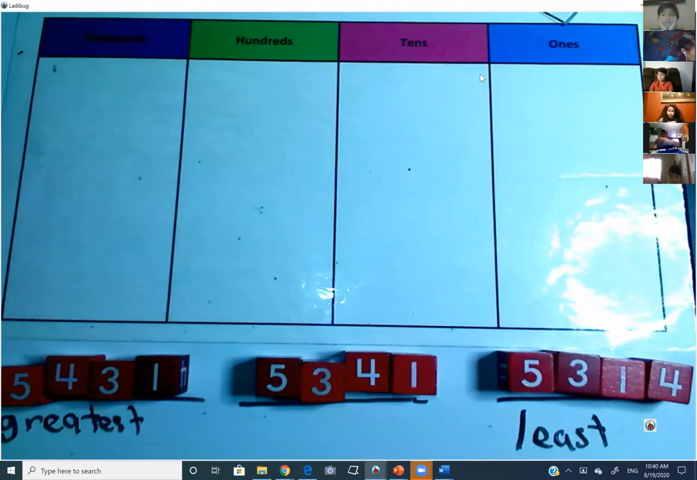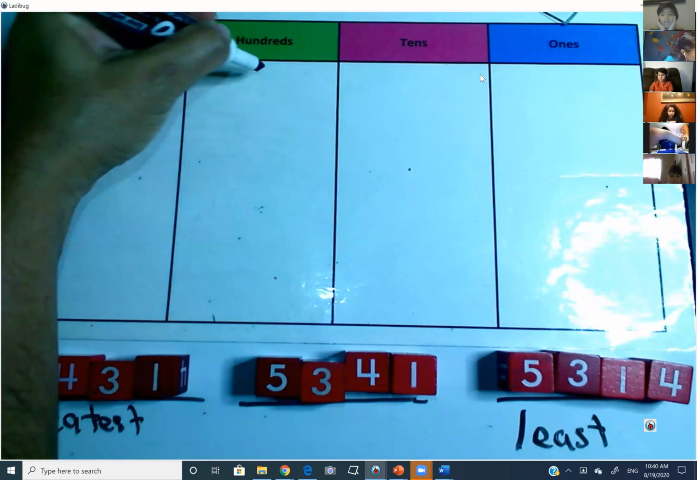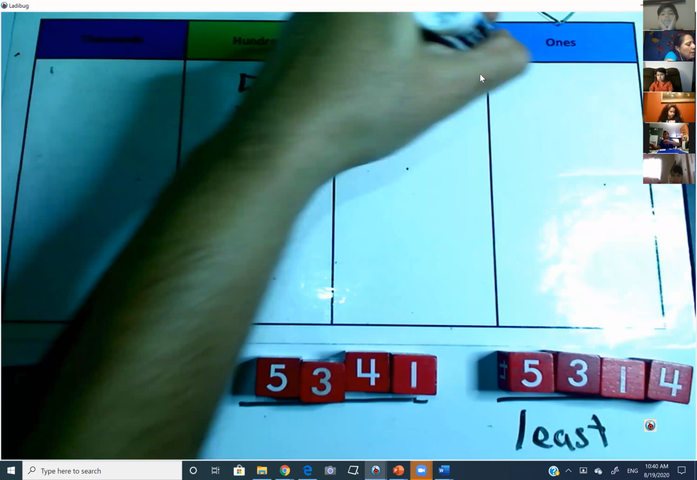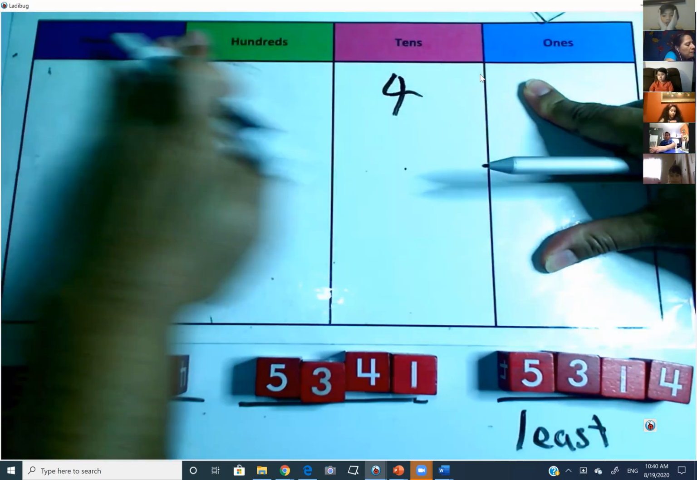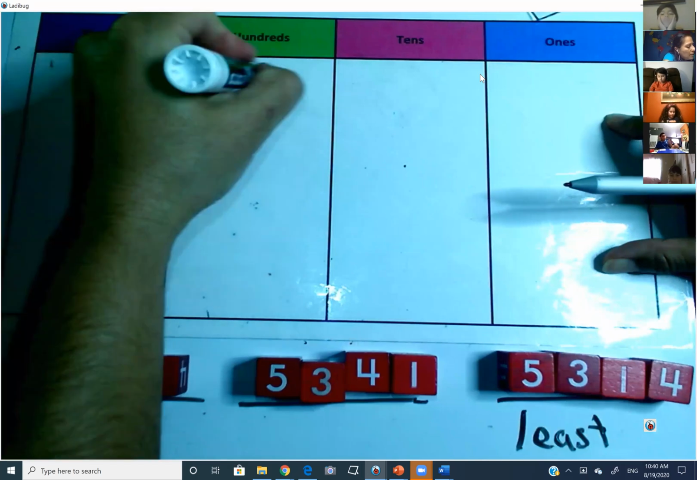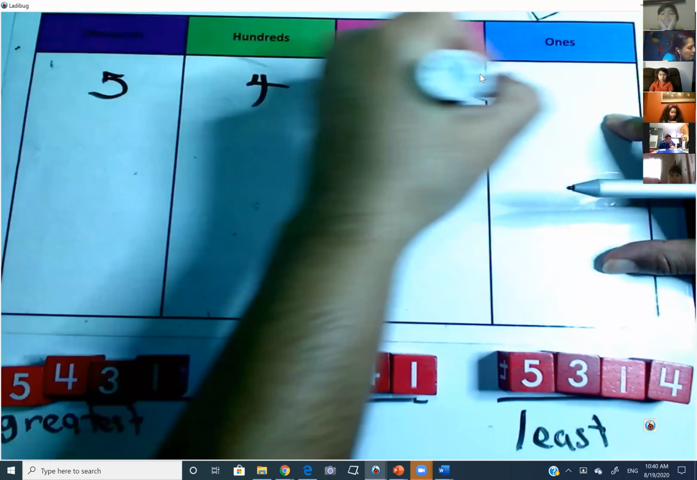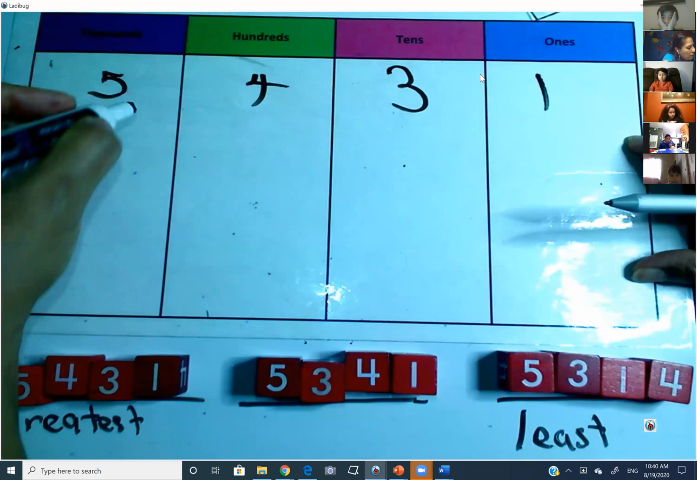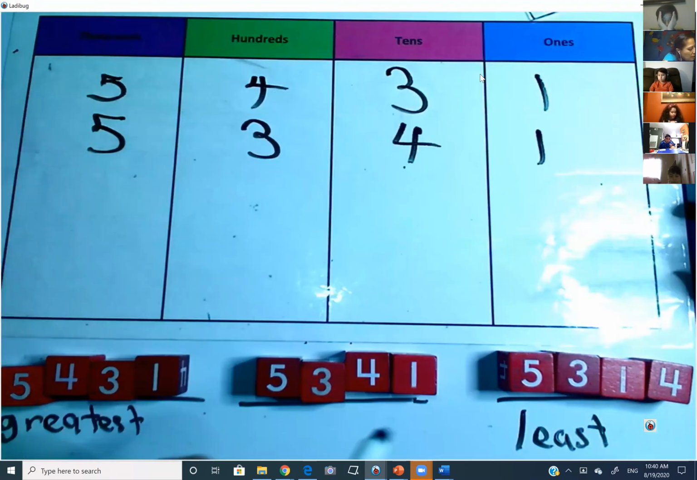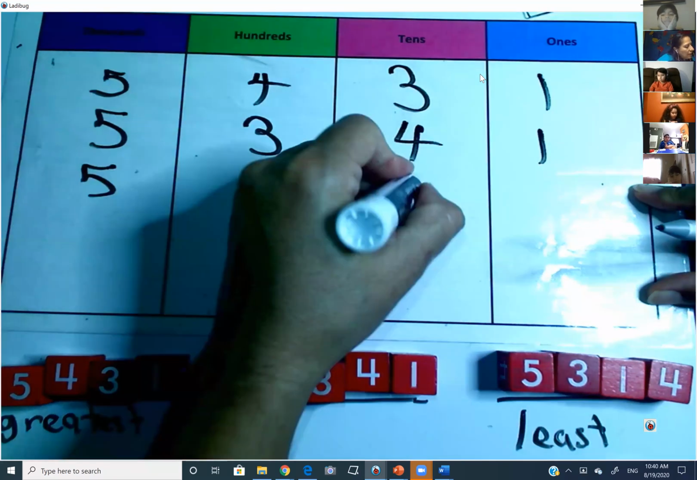So that means my number should look like this. The greatest number is going to be 5,400. Oops, I'm putting it in the wrong spot. 5,431 is the greatest. Then 5,341 is the middle number. And 5,314 is the least number.